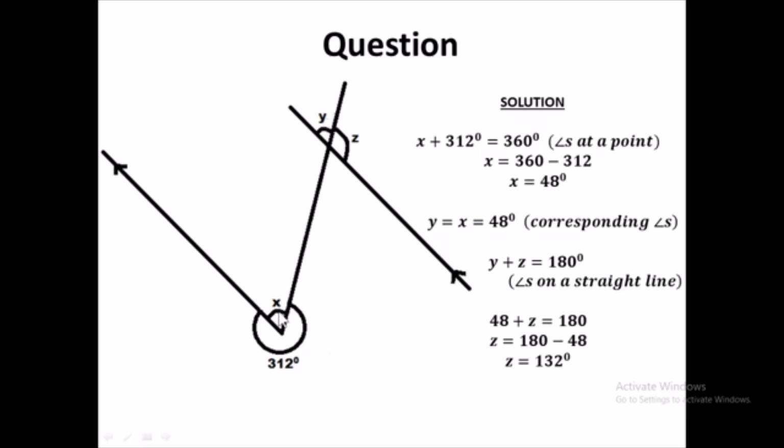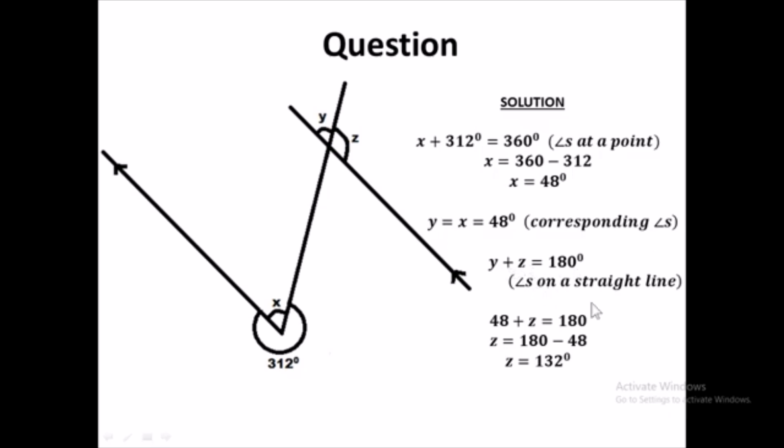So angle Y and angle X are corresponding angles, and corresponding angles are equal. That means angle Y is also 48 degrees. And if angle Y is 48 degrees, that means we can find angle Z. Angle Z and angle Y are both on a straight line. They are on this straight line. So the addition will give us 180 degrees. Angle Y plus angle Z will give us 180 degrees, reason: angles on a straight line.